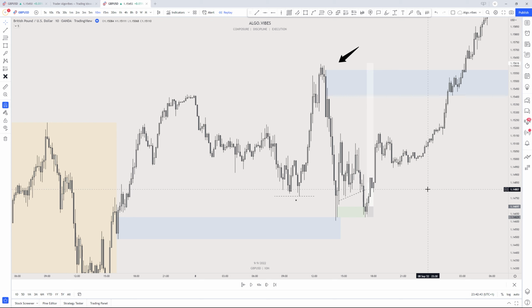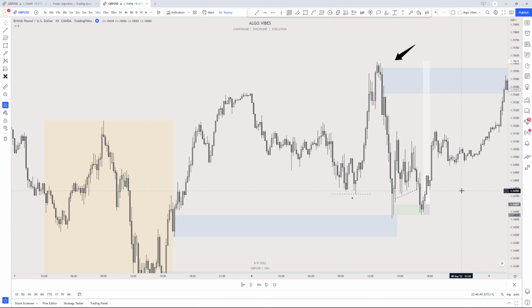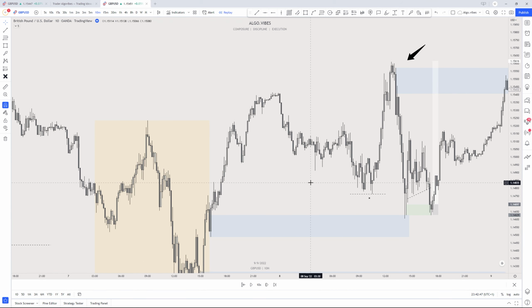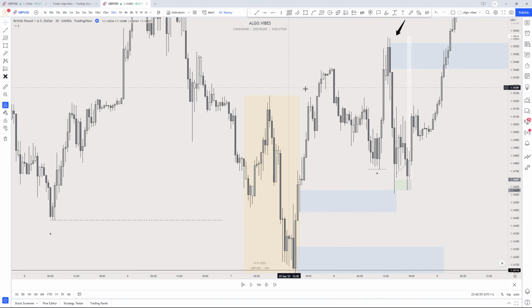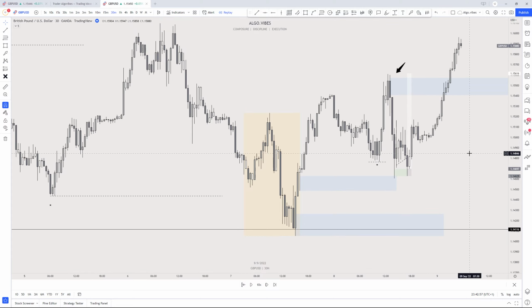So you really just want to understand the intention of price rather than seeing it as a pattern. You want to understand where people are trading, what price is doing, and where price can most likely go to. So these are the things I look out for when I do my top-down analysis.